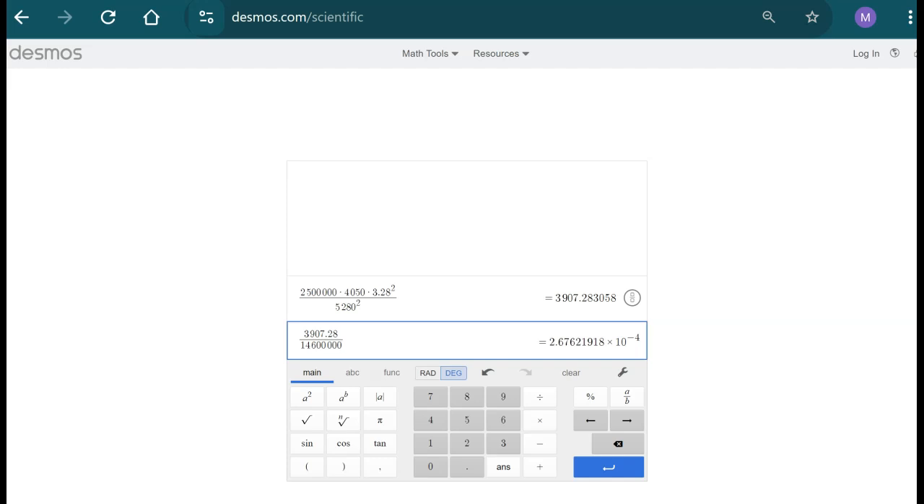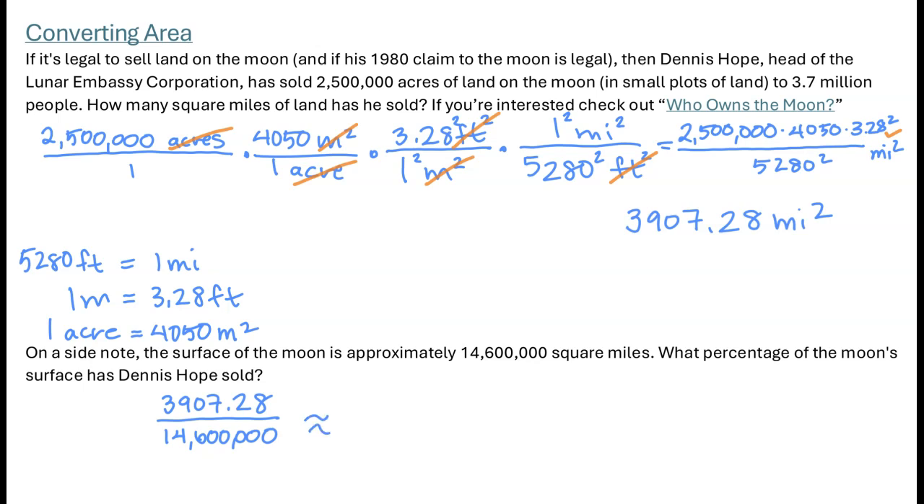We'll review scientific notation shortly as well. But for now, we can briefly look back at it. So that would be 0.0002. To make it a percent, we'd have to move that decimal place over twice. So we end up with about 0.027%. Very, very little. So all of that shenanigans happening, and we've not even sold like a percent, not even close to a percent of the surface of the moon.